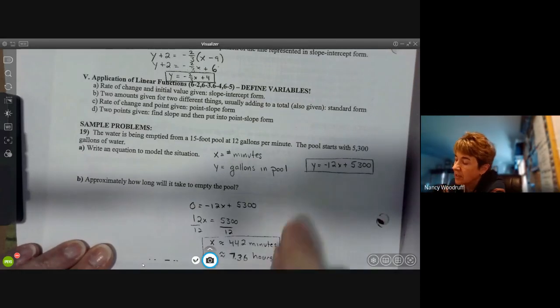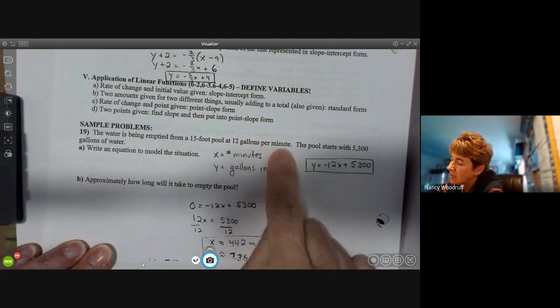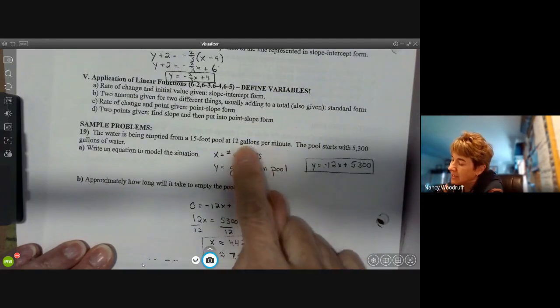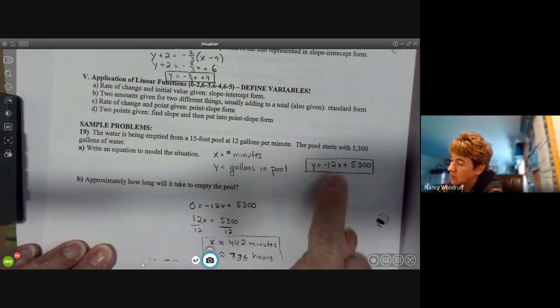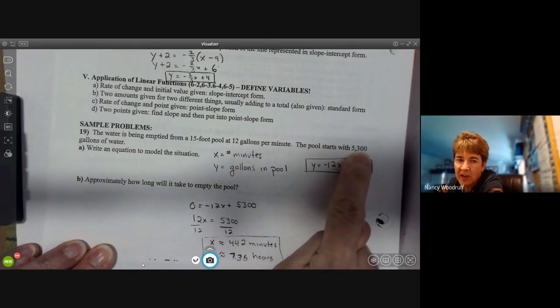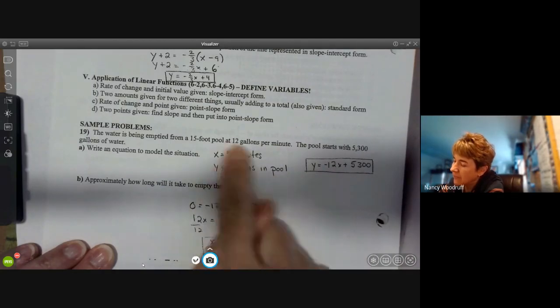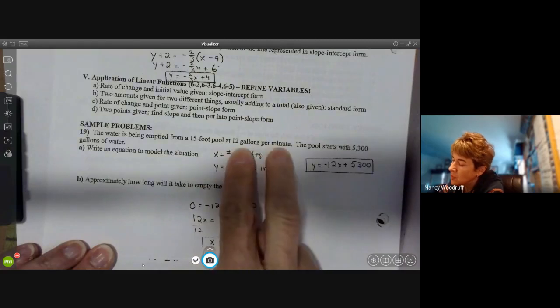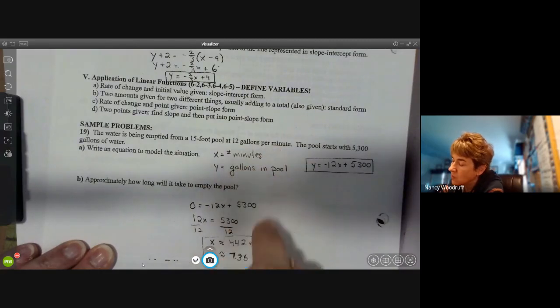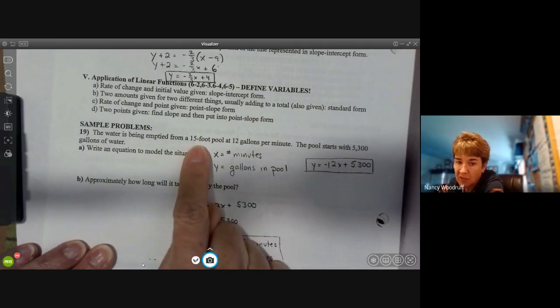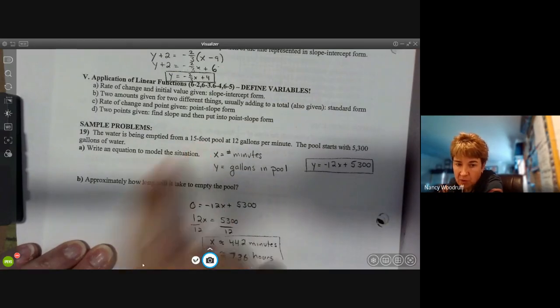So the first thing I notice is that it's gallons per minute. It's leaving gallons per minute. That right there is your slope. The initial value, it started with 5,300 gallons. You're good. Y equals mx plus b. And don't forget to define your variables. And the 2 units here tell you what your x and y are going to be. Never use the fact that it was a 15-foot pool.